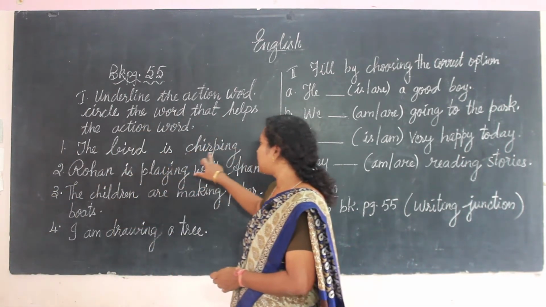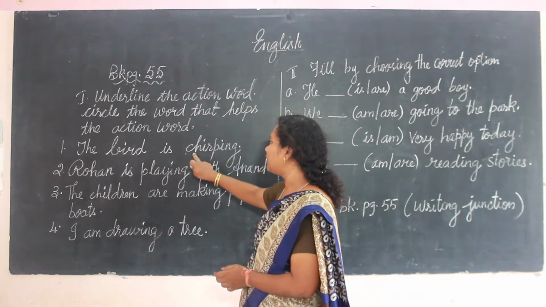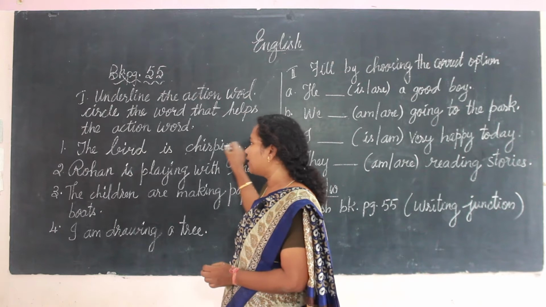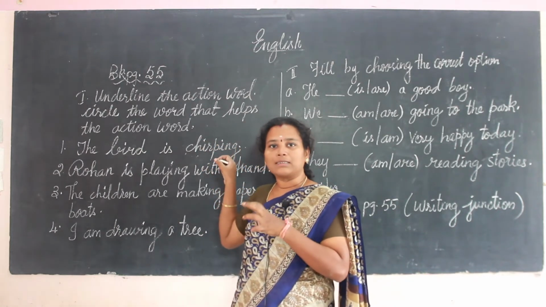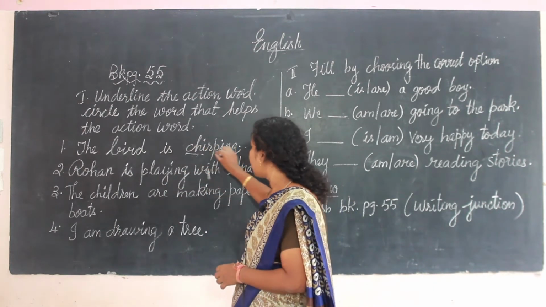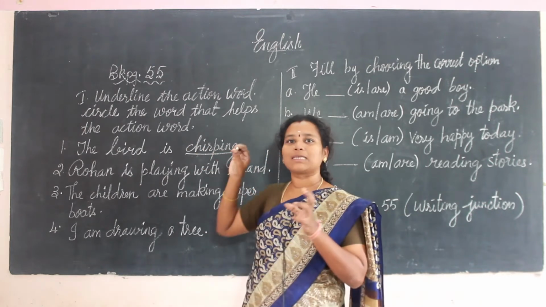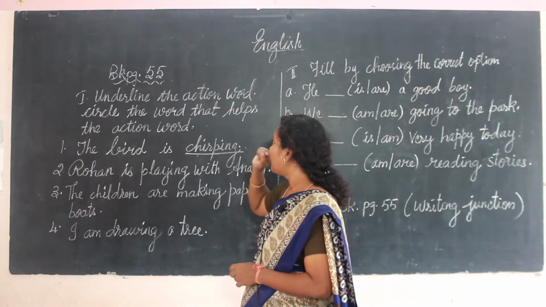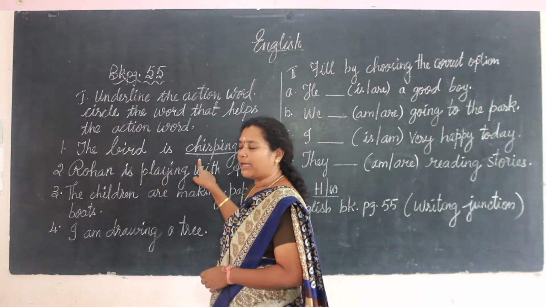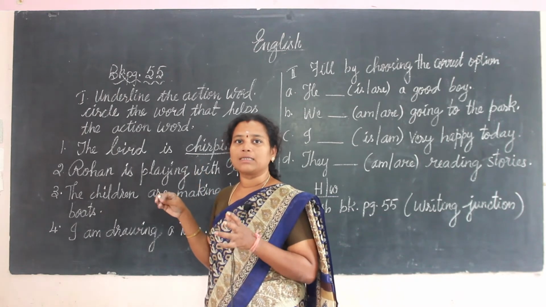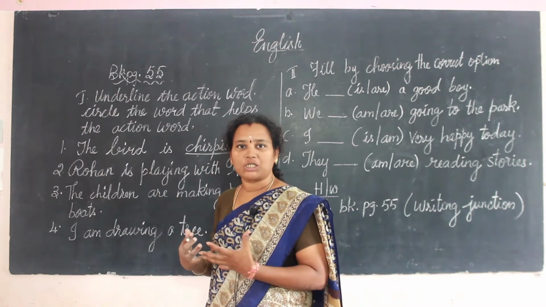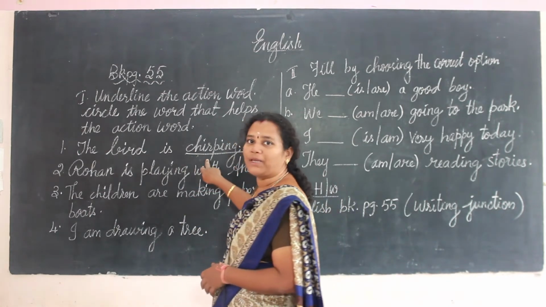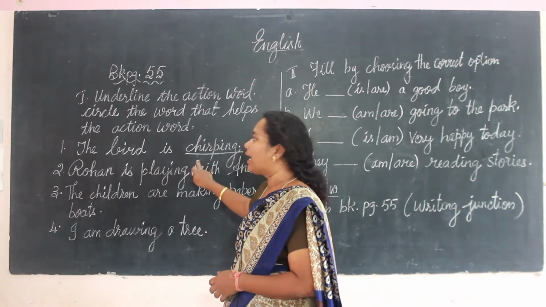The bird is chirping. The bird is making some sound. That is chirping. So chirping is an action word. It is making some action. What is the action that it is doing? Chirping. So we know what an action word is. An action word means making some actions, doing some actions. That is called an action word. So here, the bird is chirping. Chirping is an action word.